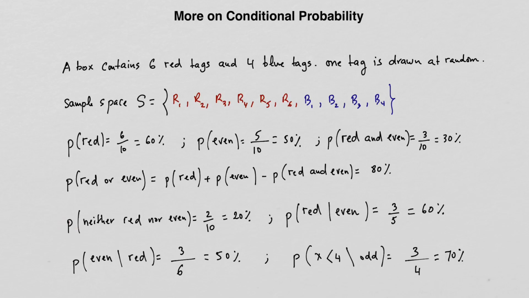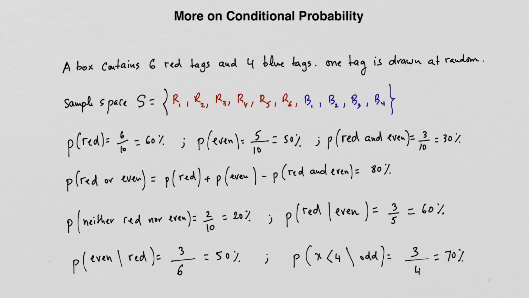So what's the probability of picking neither a red nor an even? We don't want it to be red and we don't want it to be even. That means we want it to be blue and odd. And that is this guy and this guy. So there are 2 out of 10 again. See how the sample space is helpful?